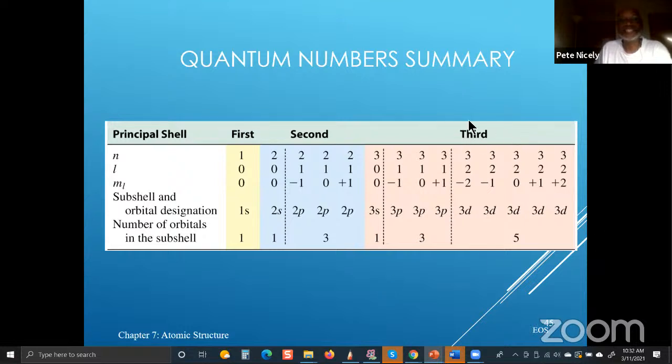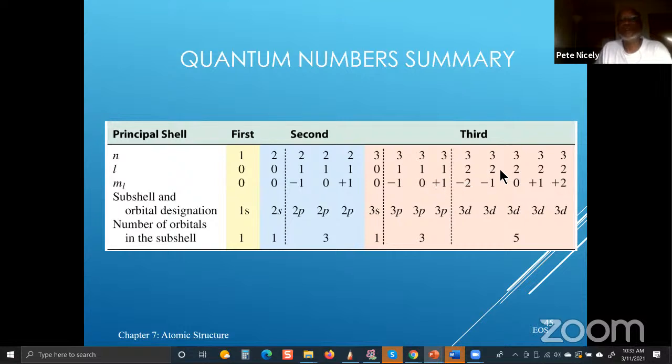In the case of the third shell, n is equal to 3. You have 3 possible L values, 0, 1, and 2. As far as ML values are concerned, for L equals 0, ML would be equal to 0. For L equals 1, the ML values would be minus 1, 0, and plus 1.